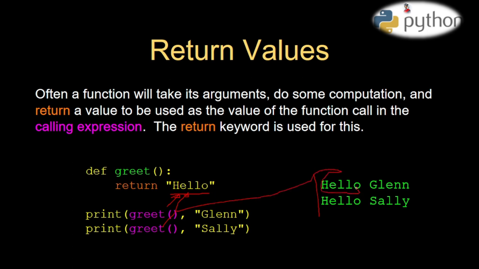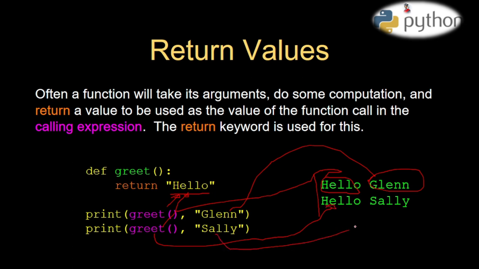This is for this one, and this is for this output, and the same for the great function call. This is displayed, and this string output is displayed here. So the return value looks like this one.